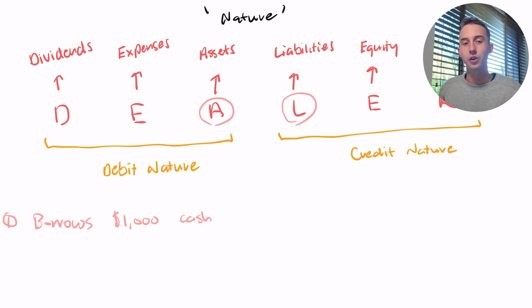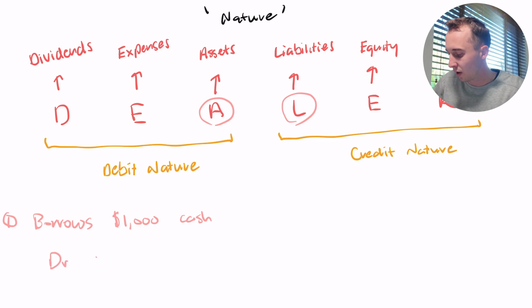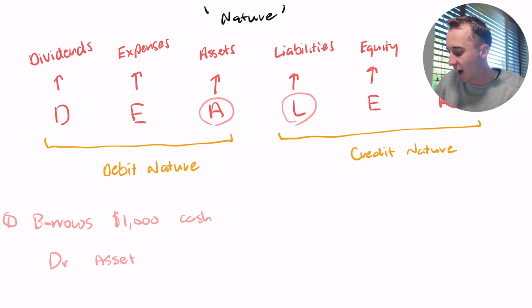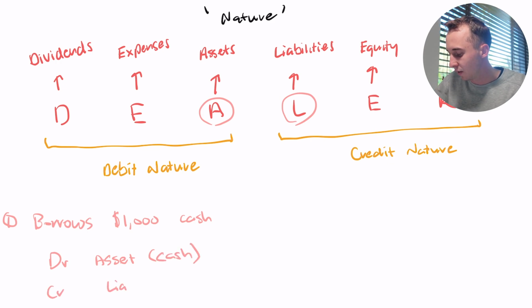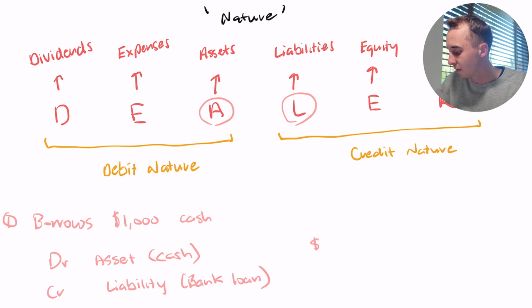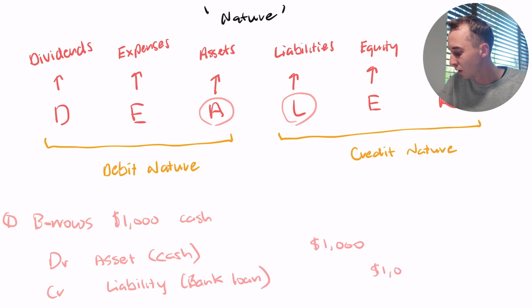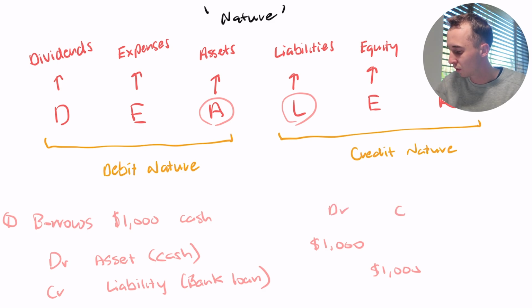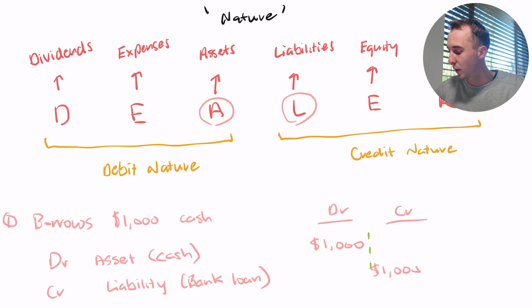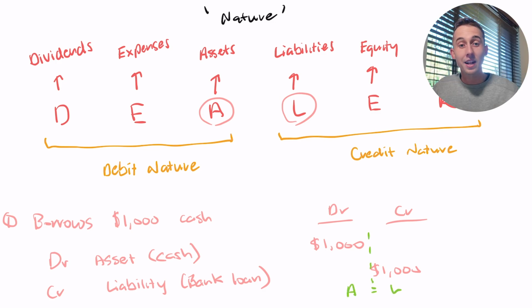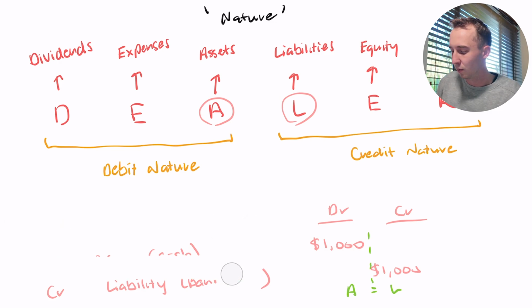So when it comes to writing our journal entries, we want to start with our debits. So we will debit asset, being the cash, and credit the liability, being the bank loan. And both amounts here are for the $1,000. And from completing this journal entry, we can also see that the accounting equation holds true in that assets equals liabilities. So now let's run through a second quick example.